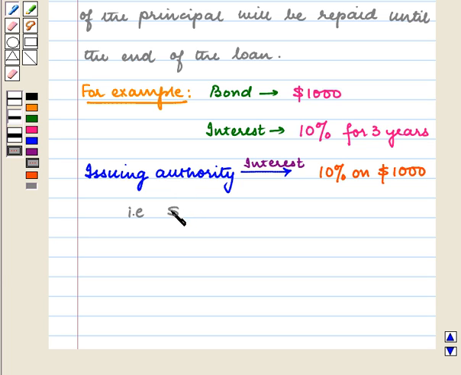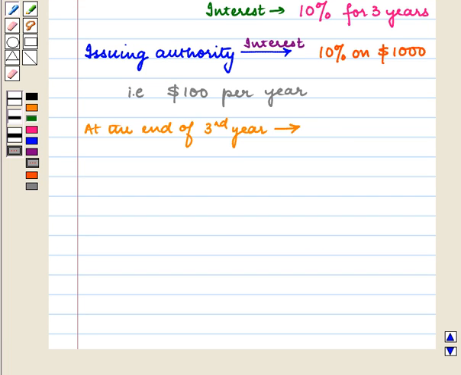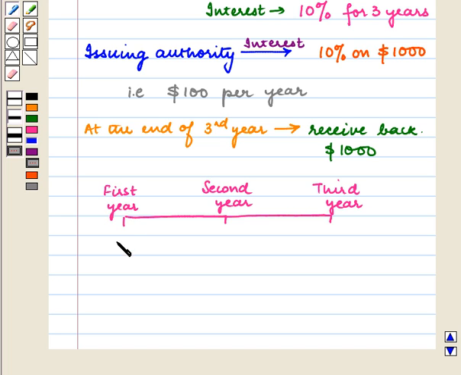That is $100 per year. And at the end of the third year, you will receive back your $1,000. So, in the first year you get $100, in the second year you get $100, and in the third year you get $100 interest plus $1,000.